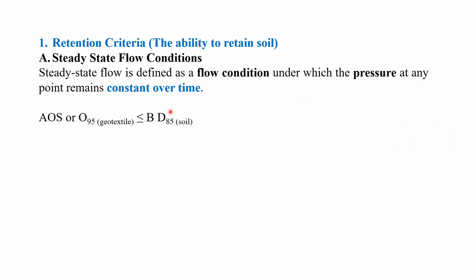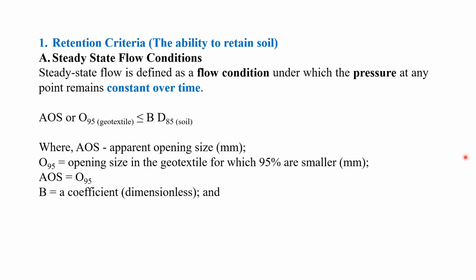So here, what is the condition? AOS, apparent opening size, or O95. O is nothing but the opening size of the geotextile. O95 should be less than or equal to B times D85. What are these things?